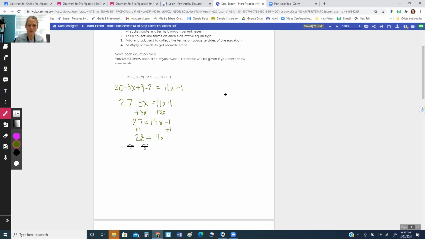And I'm running out of room, so I'm going to rewrite this up here. 28 equals 14x. I'm going to divide both sides by 14 because the 14 is multiplied by the x. And the opposite of multiplication is division. So to get them to go away, I divide by 14. If I do it to one side, I have to do it to the other. And I get 2 equals x. And I am done.